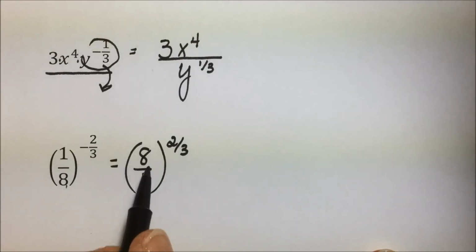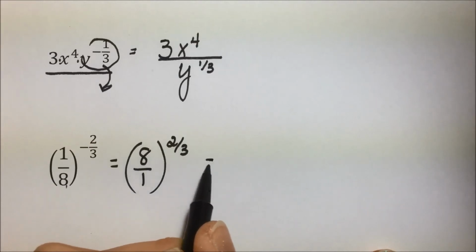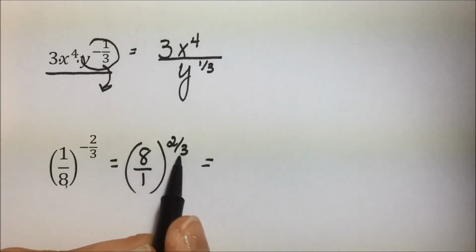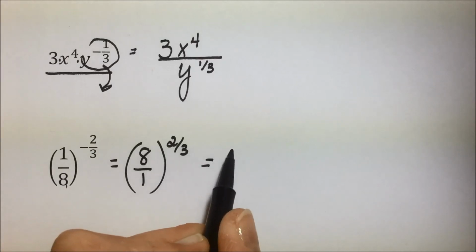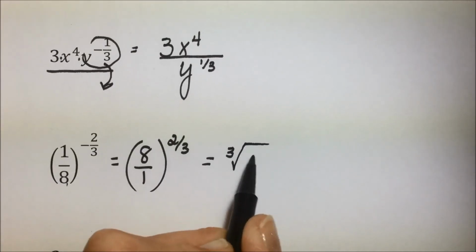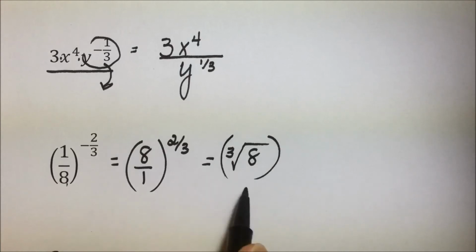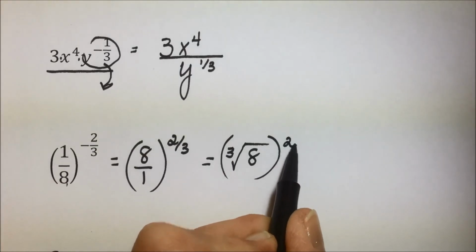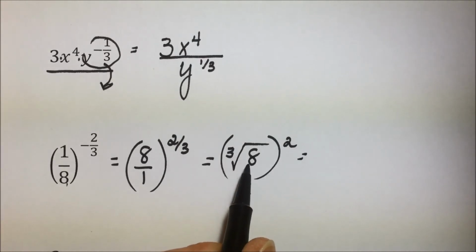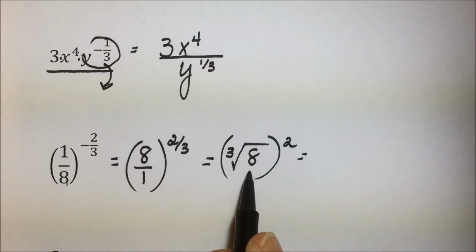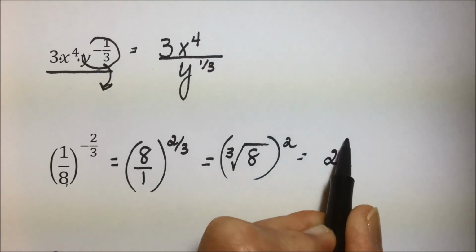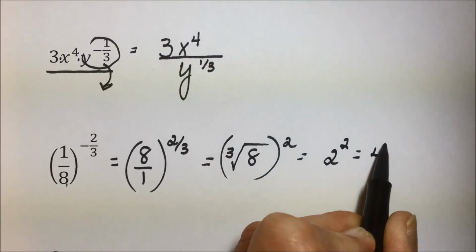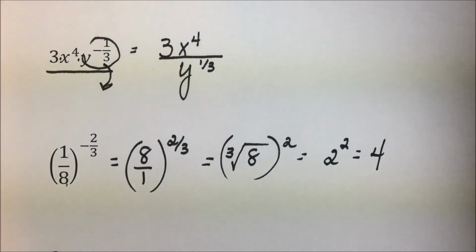That leaves us with taking 8 to the second power and the cube root of it. Taking the cube root first makes more sense since 8 is a perfect cube, and then raising it to the second power. The cube root of 8 is 2, since 2 times 2 times 2 is 8, and then squaring it gives us a final answer of 4.